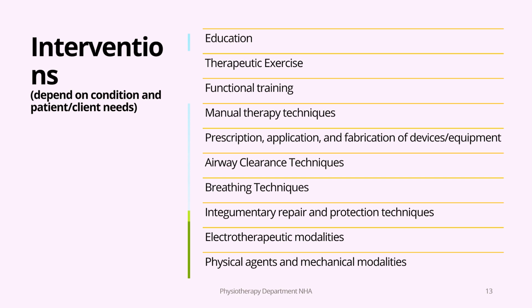These are mobilization techniques that help us to get certain results for our patients, like pain relief and improvements of movement. We also prescribe, apply and fabricate devices and equipment. Then we also have airway clearance techniques that we use for patients that have accumulation of fluid in their lungs, breathing techniques for patients that have breathing difficulty or issues with their respiratory system, and integumentary repair and protection techniques that we use for the skin. We have patients that present with an array of issues with their skin that we can also help.